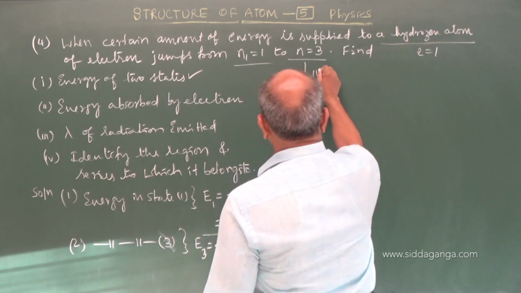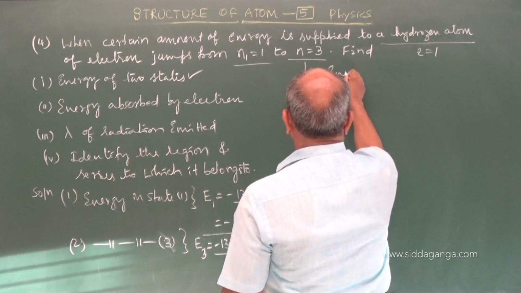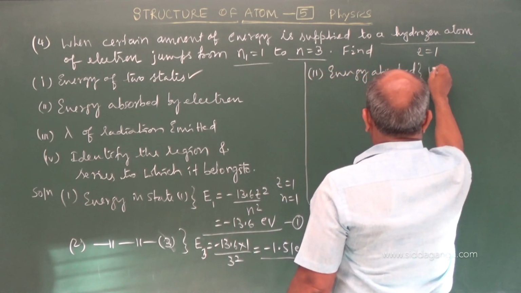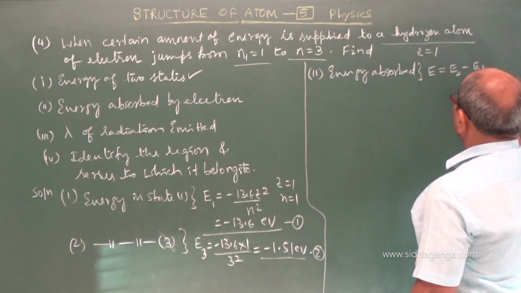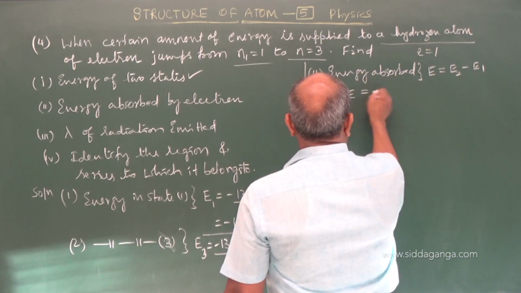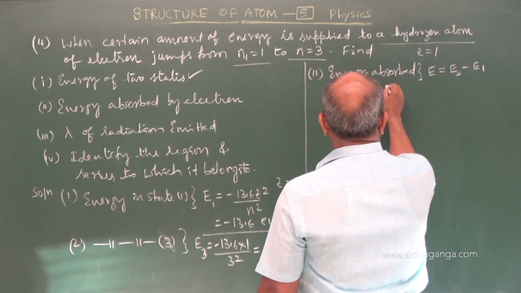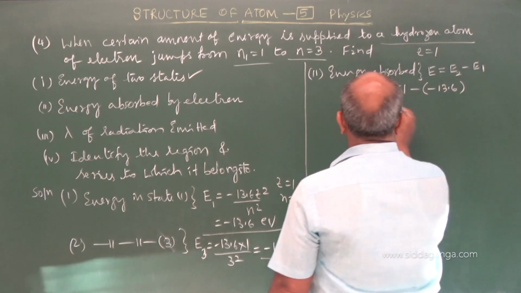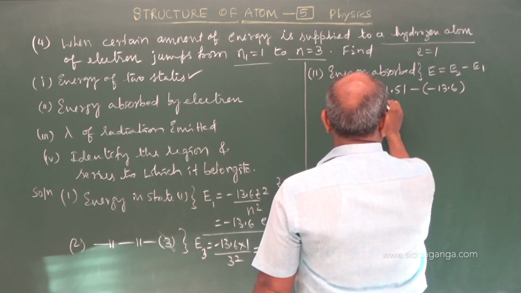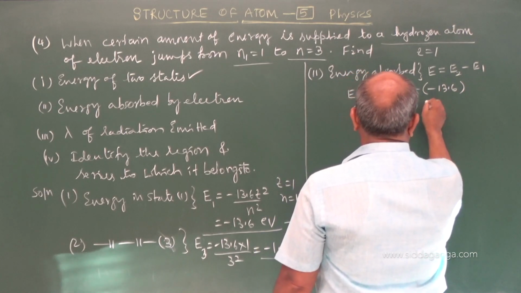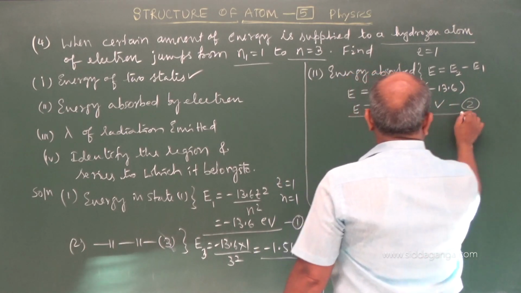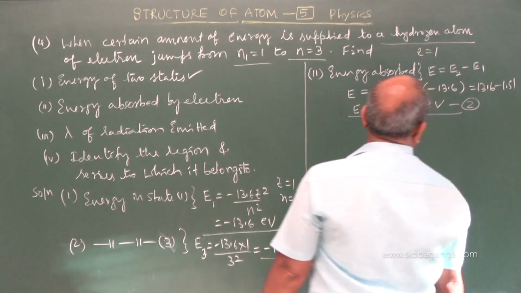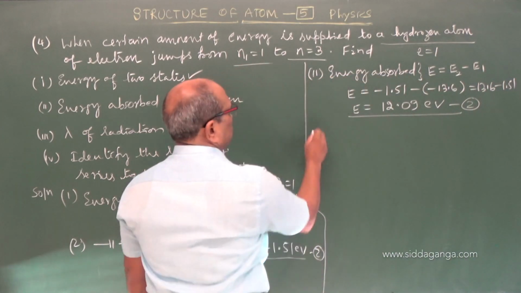Let us come to the second, energy absorbed. Energy absorbed is E3 minus E1. E equals minus 1.51 minus of minus 13.6. This gives you 12.09 electron volt. That is the second, because it becomes 13.6 minus 1.51. So that is the answer.